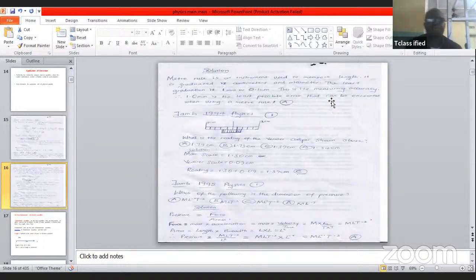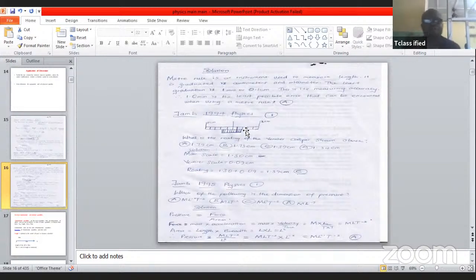So like I said before, the problems we are solving here are exactly what you could have seen in your WAEC and JAMB, the same syllabus, but the problems in JAMB are normally a little bit tougher than what you have in your WAEC. So let's continue. What is the reading of the vernier caliper shown above? So this is the vernier caliper shown above.